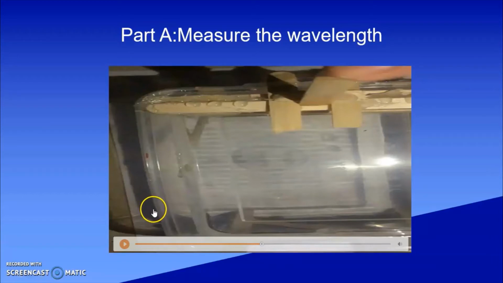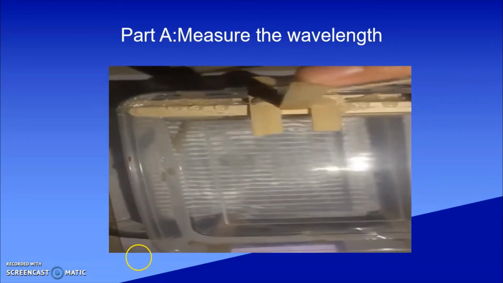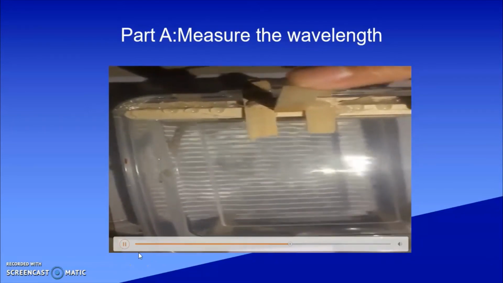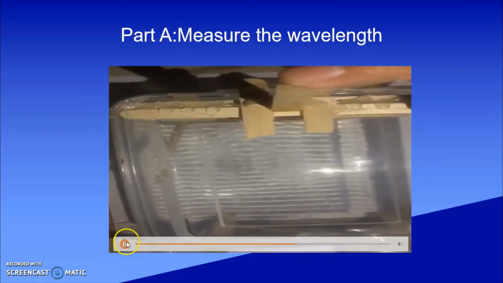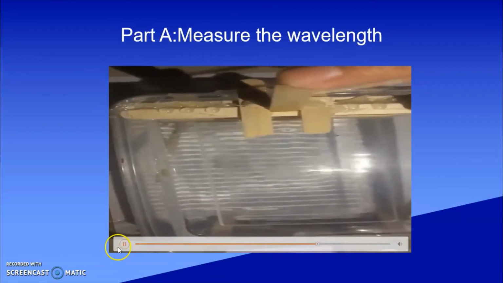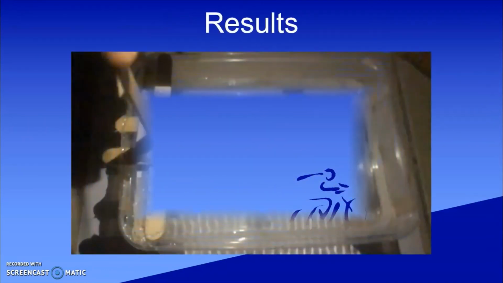In the experiment of part A, we can measure the wavelength. So the experiment looks like this. We observe the movement of wave by using the camera. So as we can see the movement of wave. The result that we get is like this.